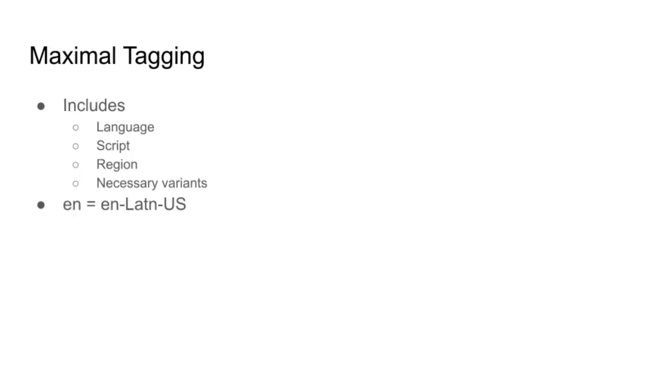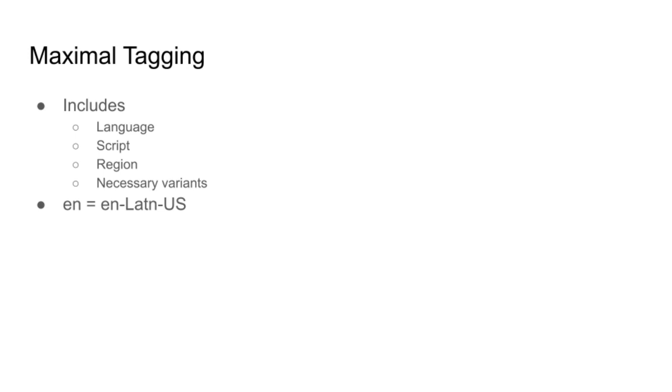Now, maximal tagging is the other extreme, and this is a kind of tag that has everything you want to know in the tag. It tells you the language, it tells you the script, it tells you the region, it has all the necessary variants. So in effect, what we want is something that tells us what the minimal tag is and what the maximal tag is. So for English, EN being a minimal tag, the maximal tag that we use for it is EN Latin US. And as an Englishman, I think this is absolutely abhorrent, but I will accept it, and I love you all. So EN Latin US is the maximal tag.